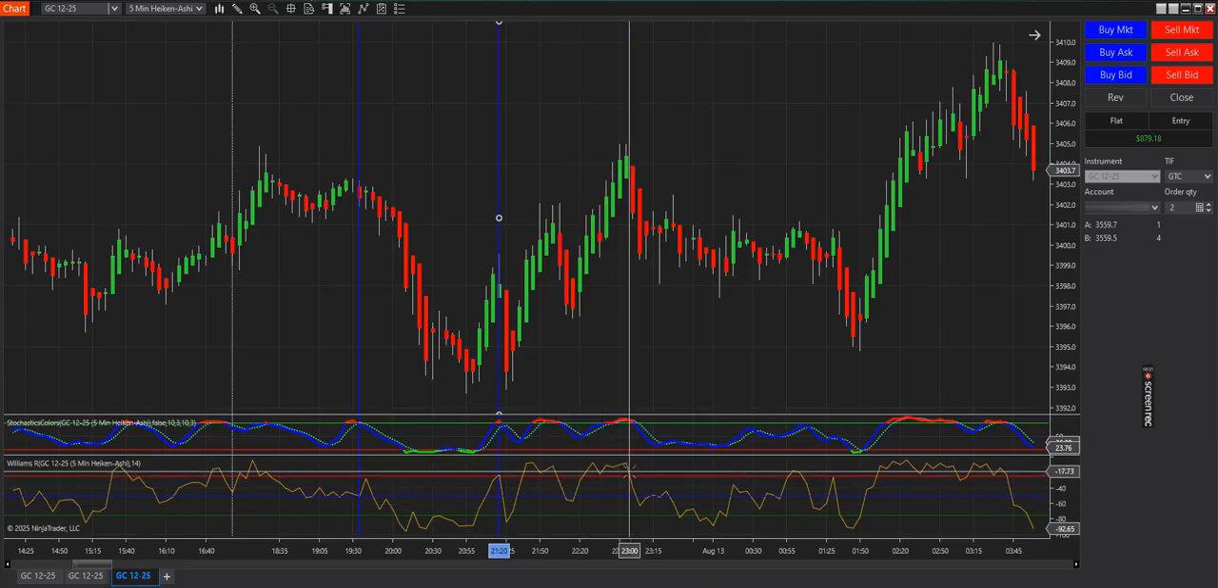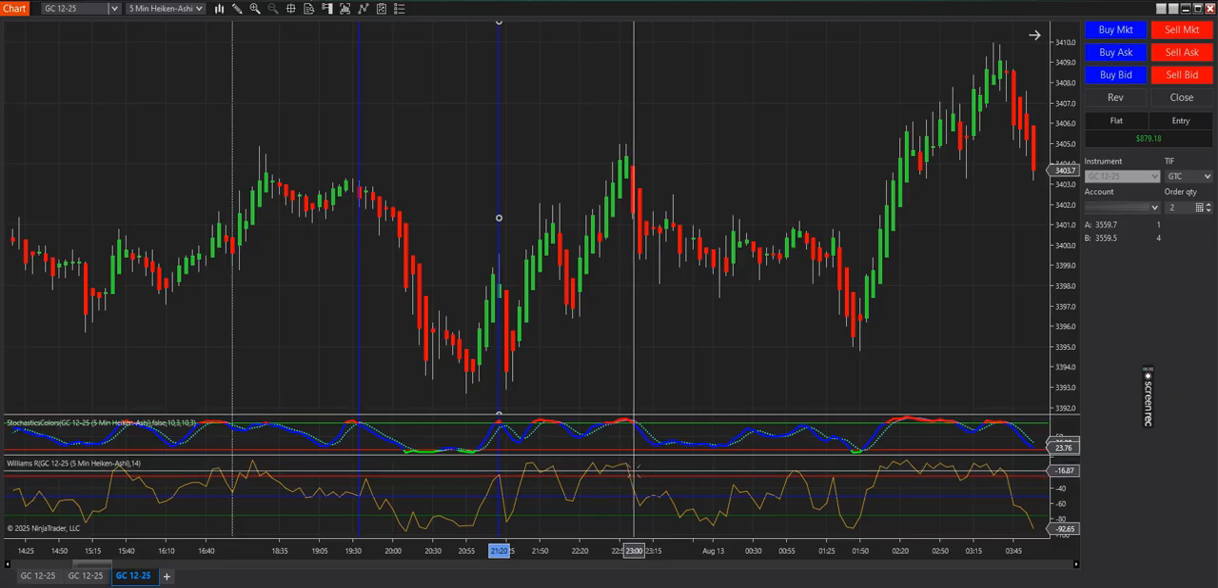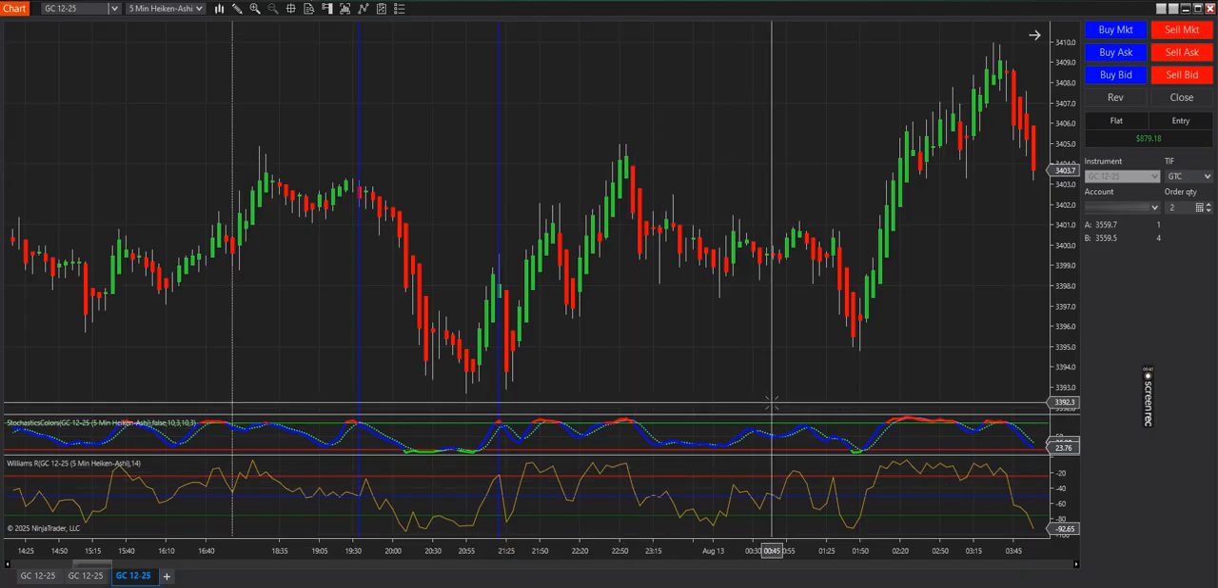And then let's go to the next one here. It's not exactly crossing. So once it dips back down to the green line, that Williams R line has to be touching the blue line, right? That's the 50 level. So it doesn't touch there. Okay, we're gonna keep going.